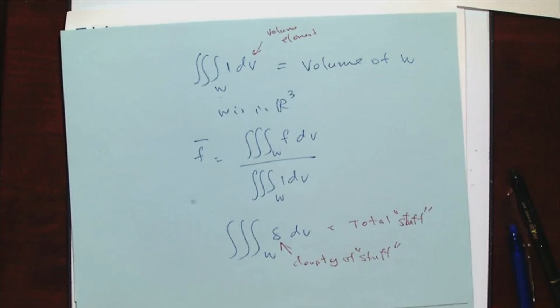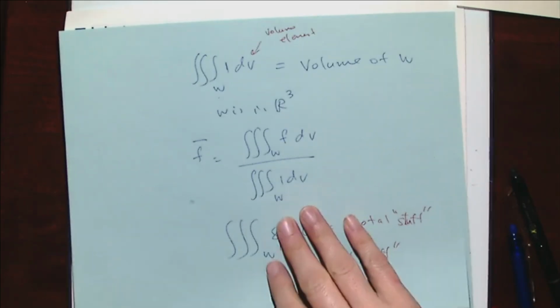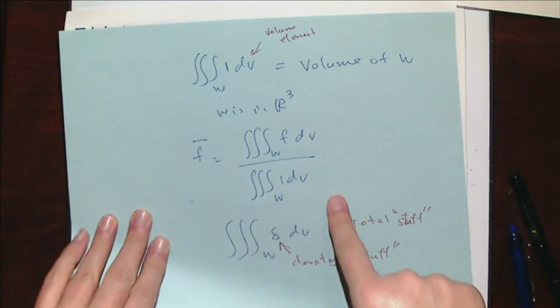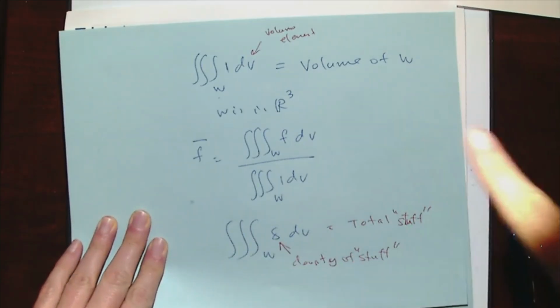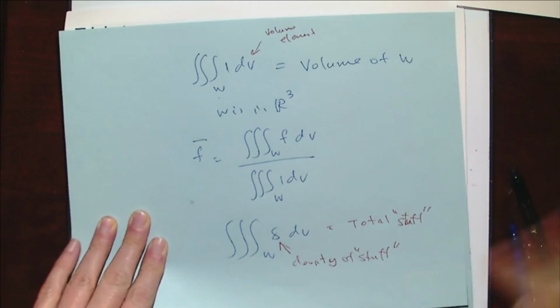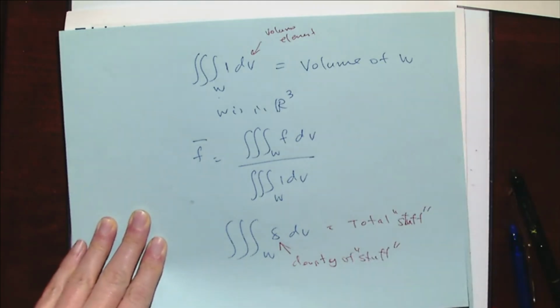That's what's happening. Before, we did the integral of the function divided by the length. Then in double integrals, we did the integral over the region in R2 divided by the area. Now we're doing it divided by volume. This is again useful.